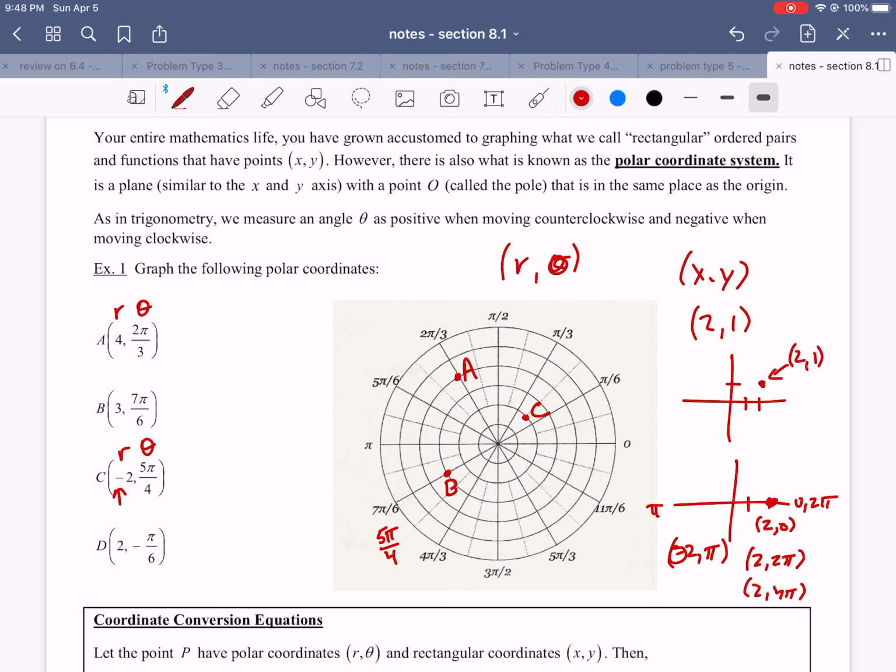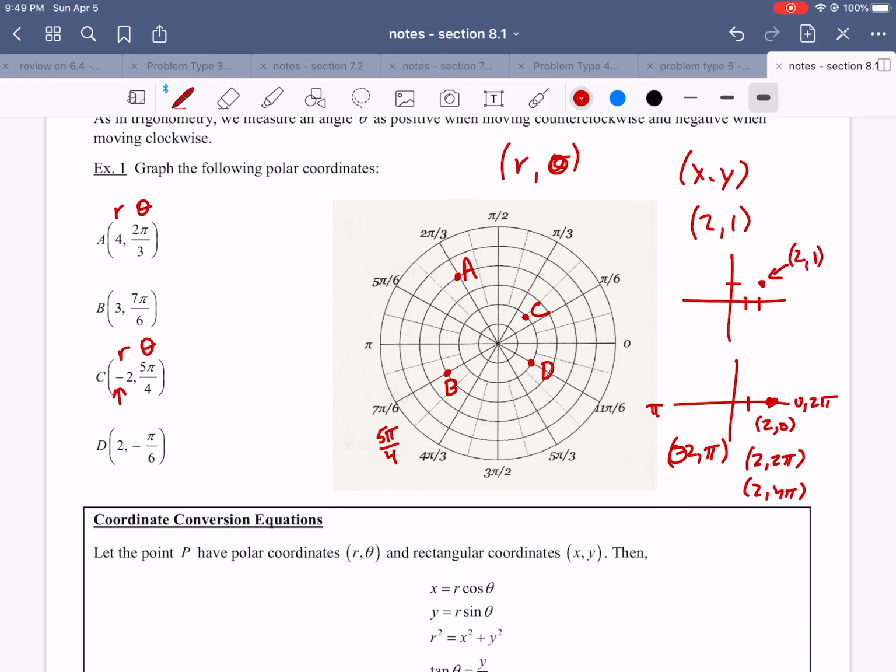Okay, and then letter D, we've got 2 and negative pi over 6, and so negative pi over 6 would really be the same as 11 pi over 6, which of course is right here, and a radius of positive 2 means I'm going to go out that direction, so there's 1 and there's 2. That right there is going to be my point, capital D. So 11 pi over 6, and then 2, and there's point D.